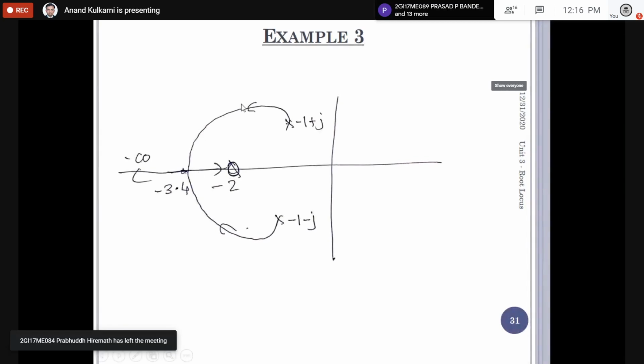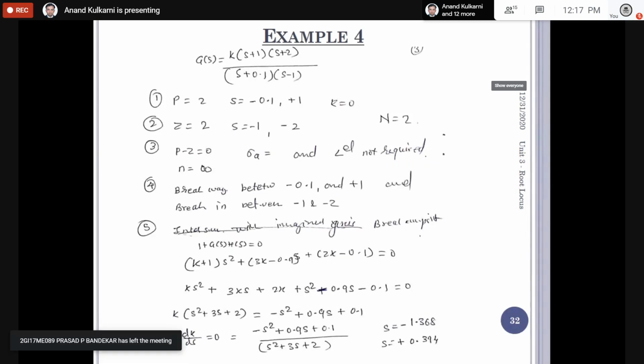Actually, this is a part of the circle only. It is like a circle, not the full circle, a part of the circle. Is it clear? Any questions on this? Because this is a different variety of problem, where the asymptotes are not there and it is not cutting the imaginary axis. Then another problem is the circle problem. This is a circle problem.